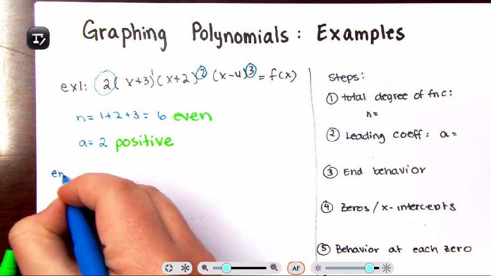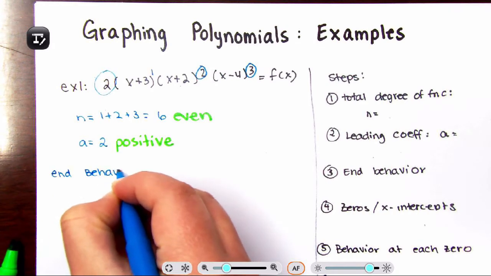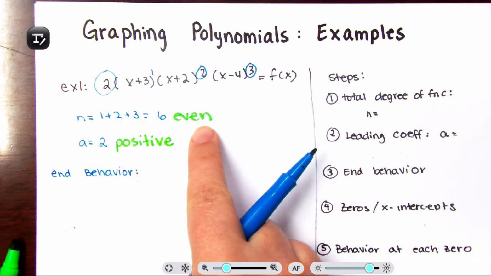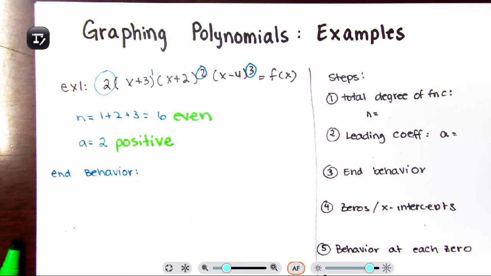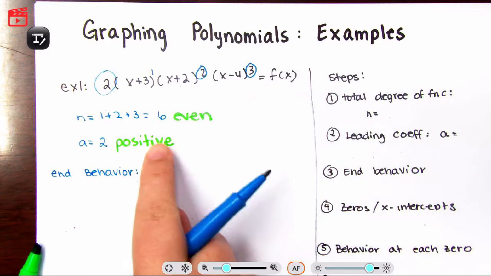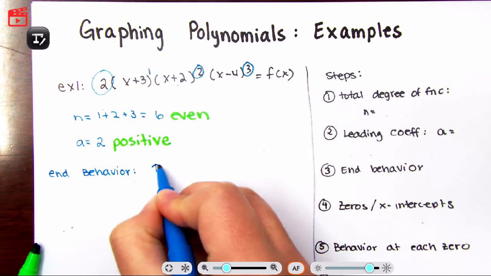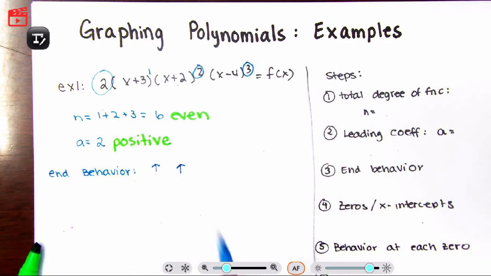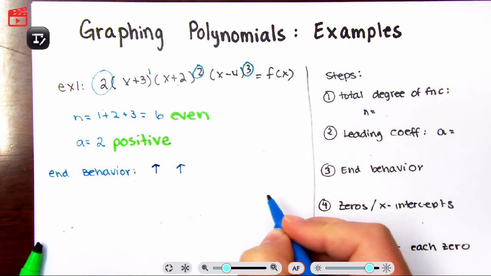So end behavior. What that means is positive is going to go increasing or decreasing. Even will mean if the end behaviors are both going to be the same or different. So even end behaviors are both pointing up or down, and then odd would be they're different. So if we have an even total degree of the function, and it is positive, our end behavior is going to be going up or increasing on the left-hand side and increasing on the right-hand side. So both increasing.